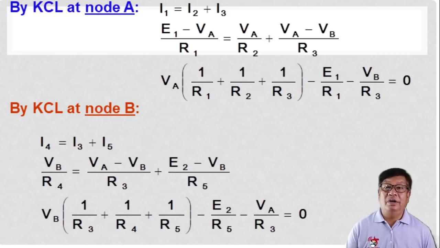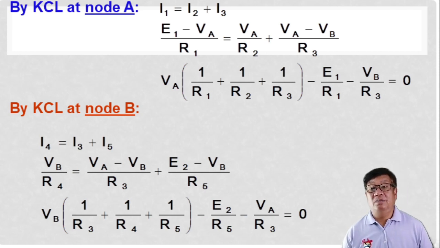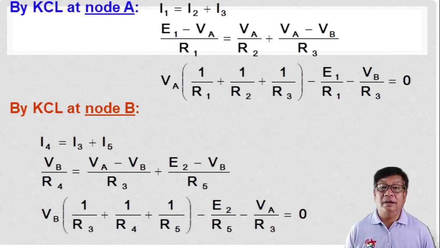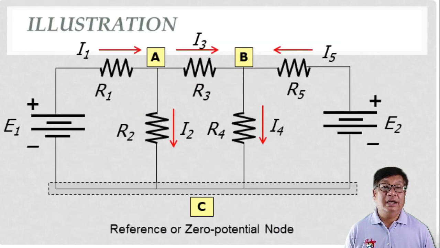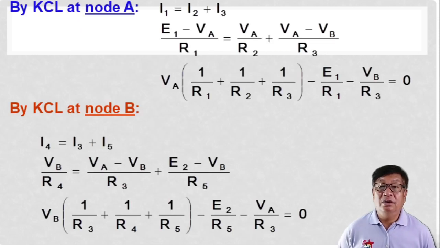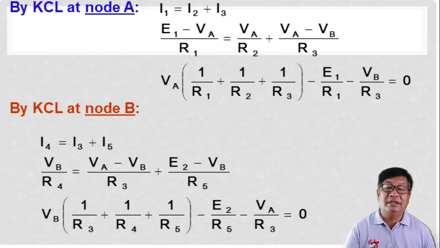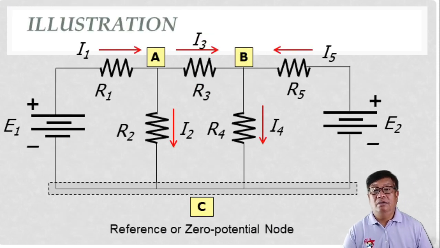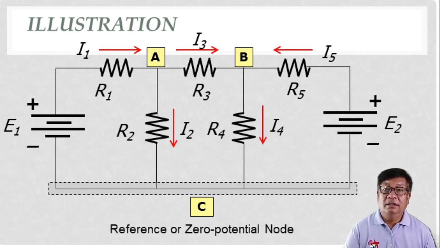So for I sub 1, we have E sub 1 minus V sub A times R sub 1. What will happen to our I sub 2? I sub 2 is now equal to I sub 1 minus I sub 3. So we have V sub A minus V sub B divided by R sub 3. Let's go back a little. We have here the voltage.